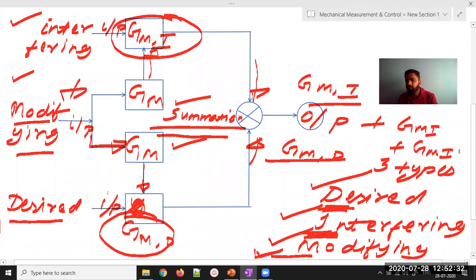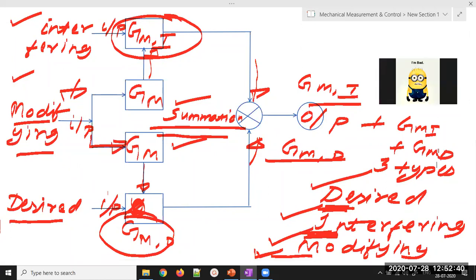Is everyone getting it? Please reply with your voice. Yes, sir. Are you getting what I'm trying to explain with this summation block? This is very important for you to understand.